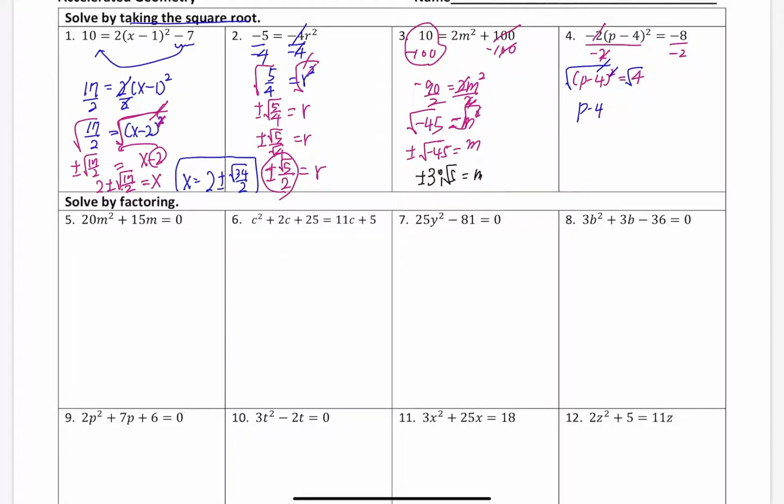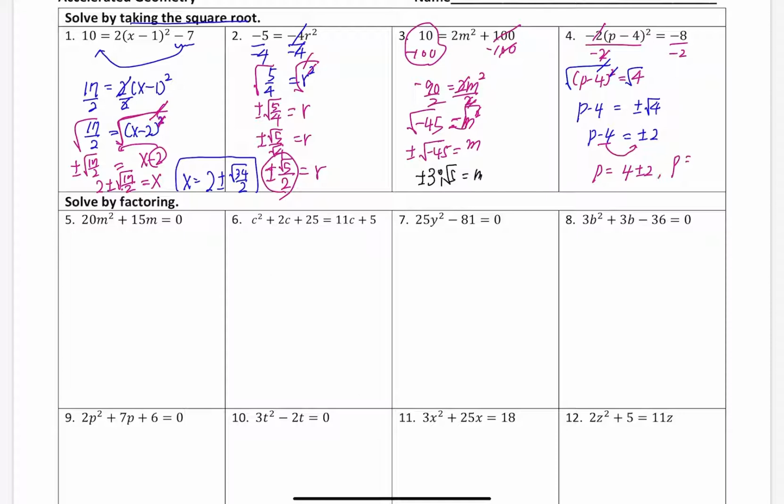p - 4 is left. Right side, don't forget to consider plus and minus. Square root of 4 is plus minus 2. Left side is still p - 4. And then you move -4 to the other side. So p is equal to positive 4 plus minus 2.